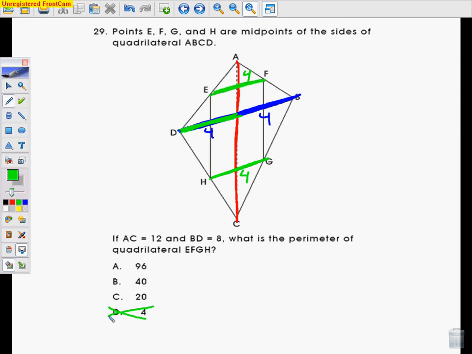And then the red line, that whole thing was 12. So that being 12, this looks like it's probably going to be half of that, because we're usually dealing with the midpoints. Okay, so this is going to be 6 and this is 6. So if I add up my total sides, I have 4, 6, 4, and 6. So that's a total of 20.